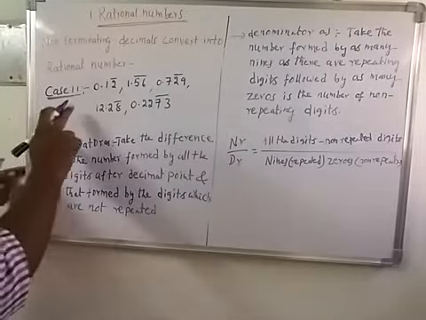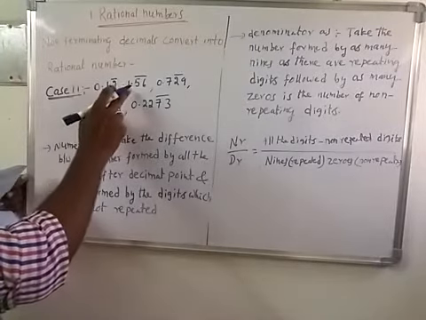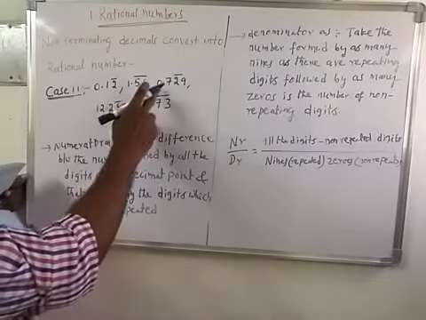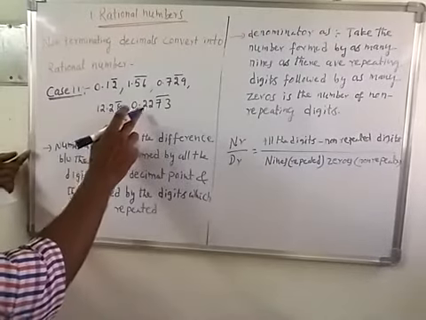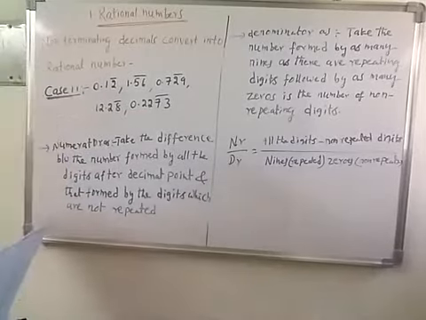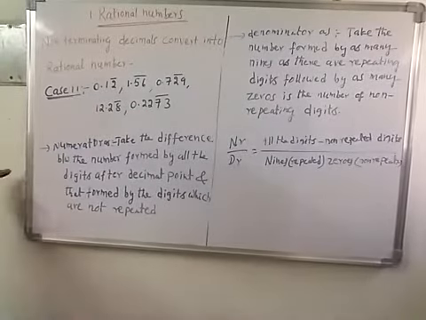Right. Second case: 0.12 bar, 1.56 bar, 0.729 bar, 12.28 bar, 0.2273 bar. So these are converted to rational numbers. How are we converting them?